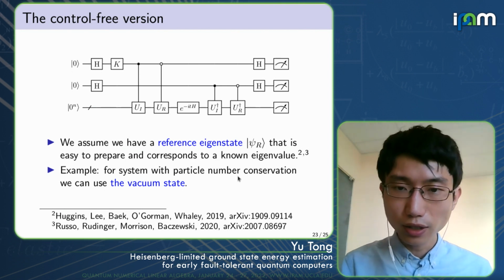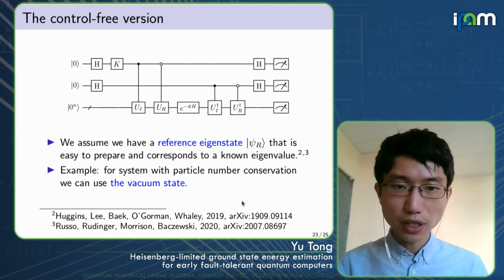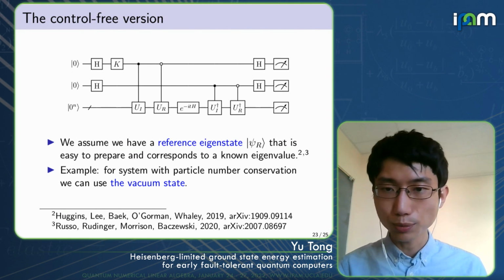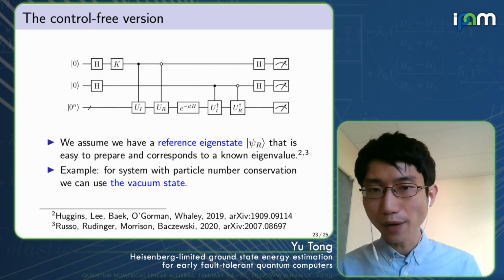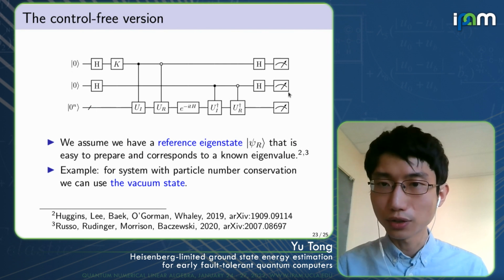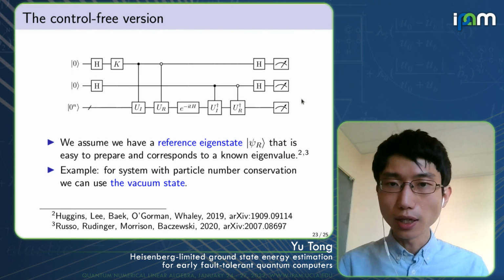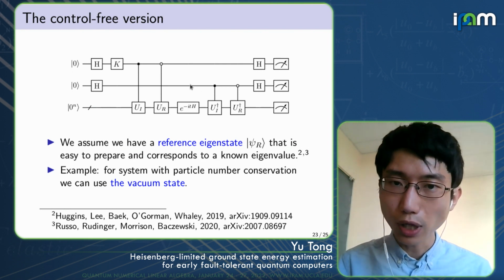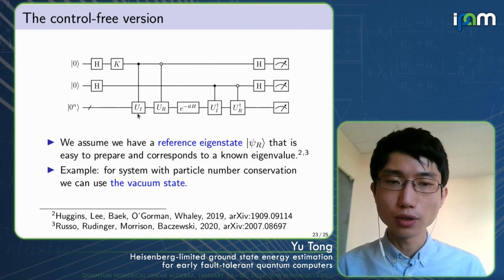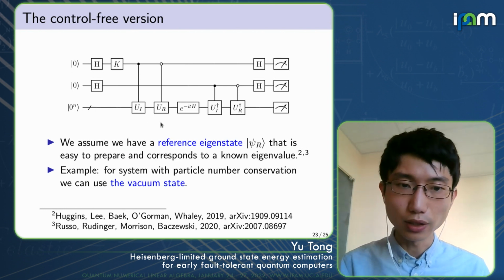Here we use an idea proposed in the following two papers. Basically, we assume we have a reference eigenstate psi r that is easy to prepare and corresponds to a known eigenvalue. Once we have such a reference state, we can use this kind of two-ancilla-qubit circuit to run actually the same algorithm. But here, as you can see, we no longer need controlled time evolution, but we will need controlled state preparation instead. So we will need to prepare both the initial guess and the reference eigenstate in a controlled manner.